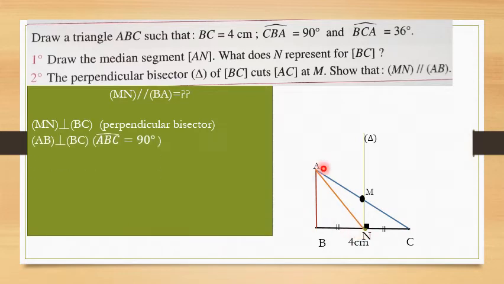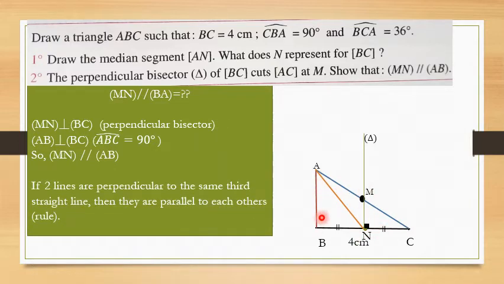Okay, again, AB is perpendicular to BC and MN is perpendicular to BC. So clearly I can say that MN is parallel to AB. Why? Because two lines perpendicular to the same third line are parallel to each other. It's a rule that we studied before.